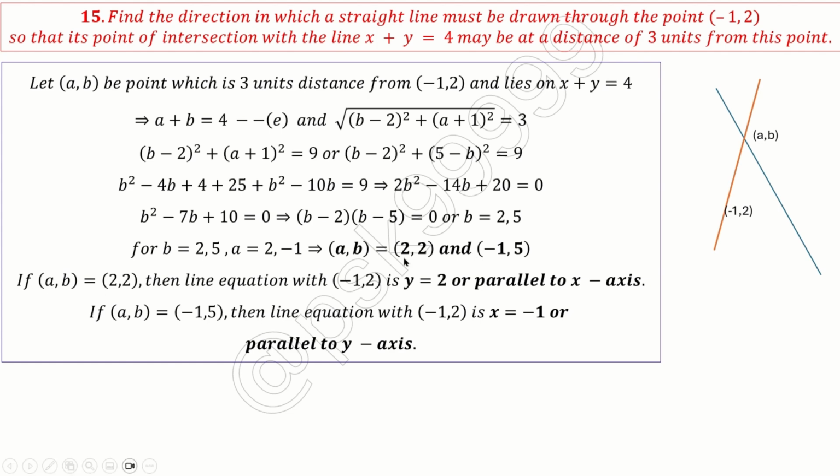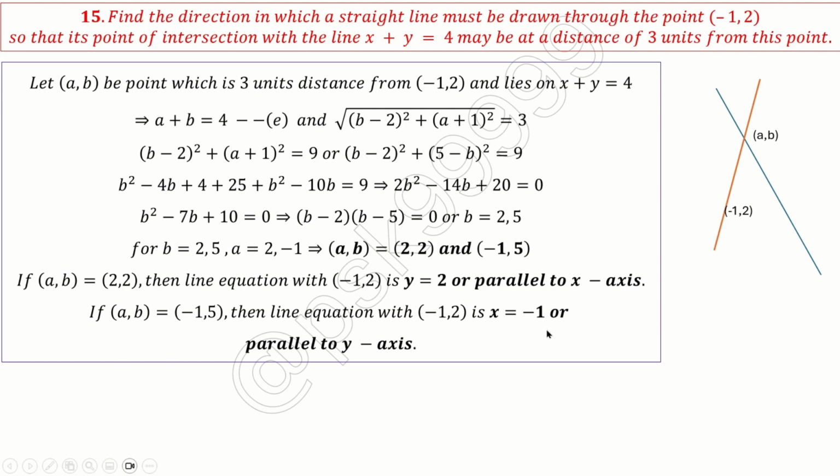So if you see, the good thing here is very simple. For the line through (2, 2) and (-1, 2), the y coordinate is the same, which means it is parallel to the x axis, correct? So y = 2 is the equation. If you take the other way, (a, b) equal to (-1, 5), then the x coordinate is the same, which means it is parallel to the y axis, and x = -1. These are the two equations.